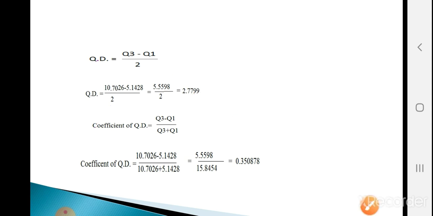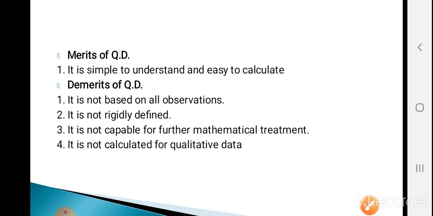So just plug the values of Q1 and Q3 into the formula. 10.7026 minus 5.1428 is 5.5598, and 10.7026 plus 5.1428 is 15.8454. So the answer is 0.350878. So this is the example of finding the values of quartile deviation and coefficient of quartile deviation for continuous data.